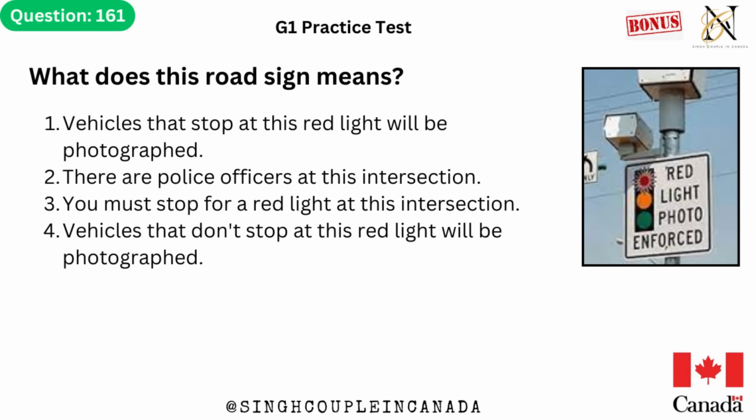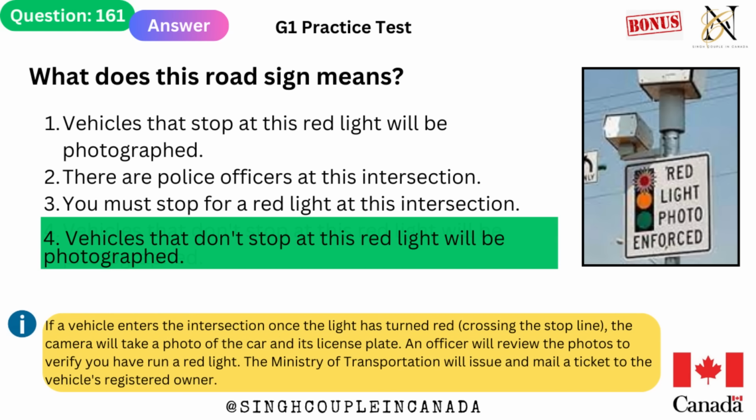What does this road sign mean? 1. Vehicles that stop at this red light will be photographed. 2. There are police officers at this intersection. 3. You must stop for a red light at this intersection. 4. Vehicles that don't stop at this red light will be photographed. The answer is 4. Vehicles that don't stop at this red light will be photographed.